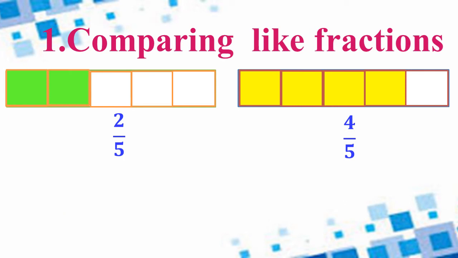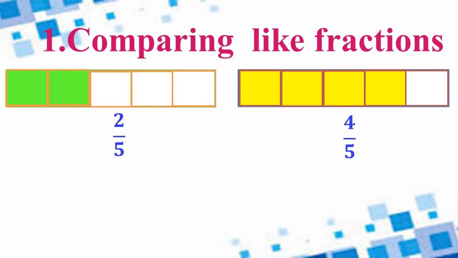First, let us see comparing like fractions. We already know fractions having the same denominator are known as like fractions. So let us compare the two like fractions 2 by 5 and 4 by 5. In these fractions, the whole is divided into 5 equal parts.